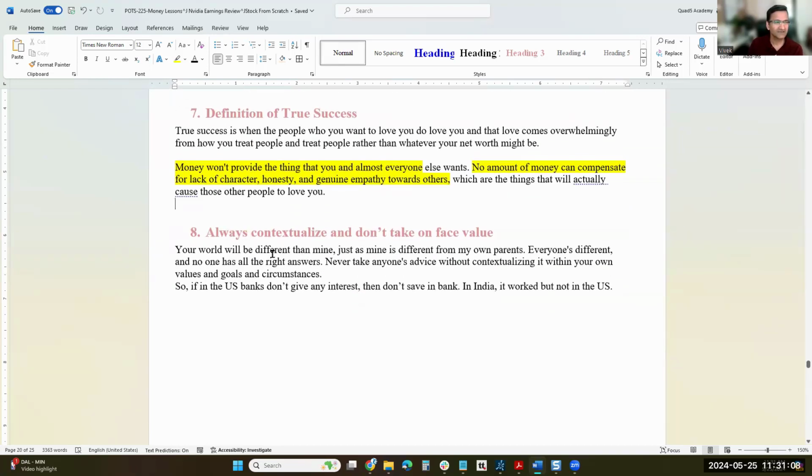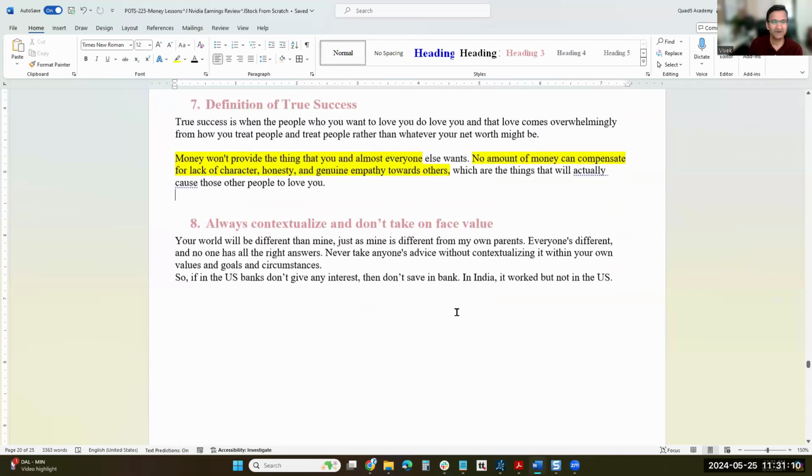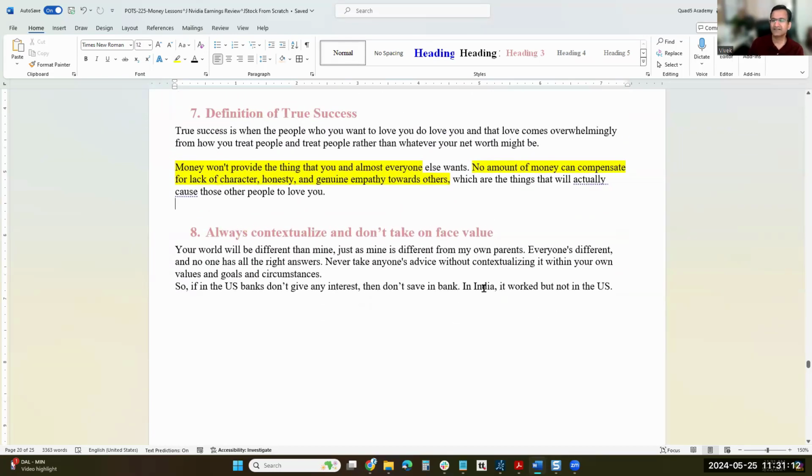Always contextualize, don't take it at face value. Whatever we talked about, contextualize it in your own life, in your own portfolio, right? For me, I'm okay to hold it for long.